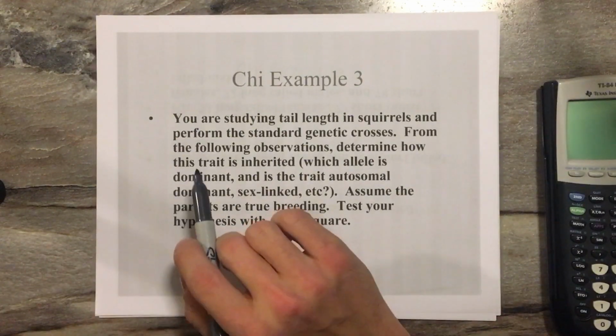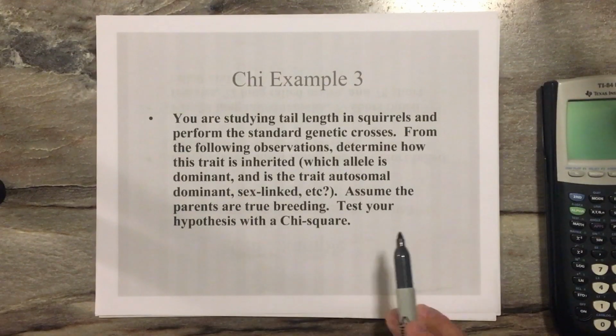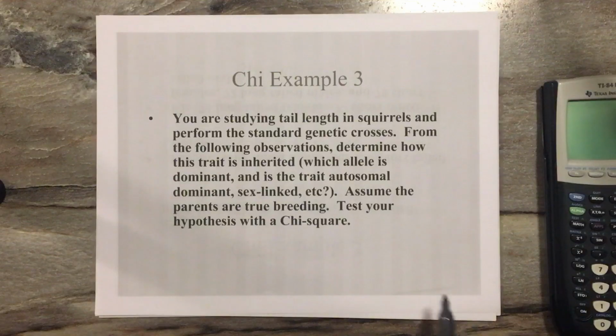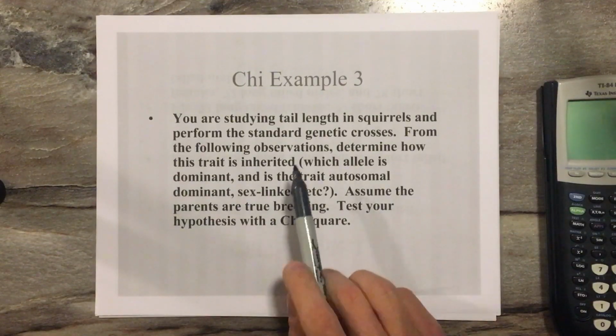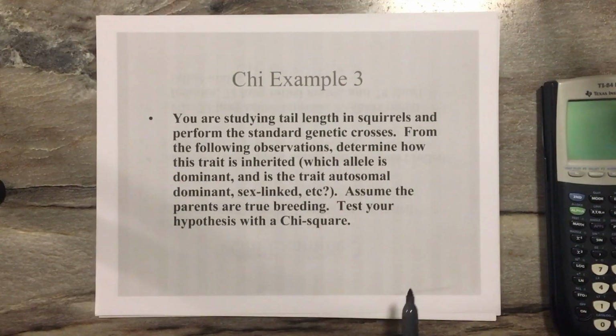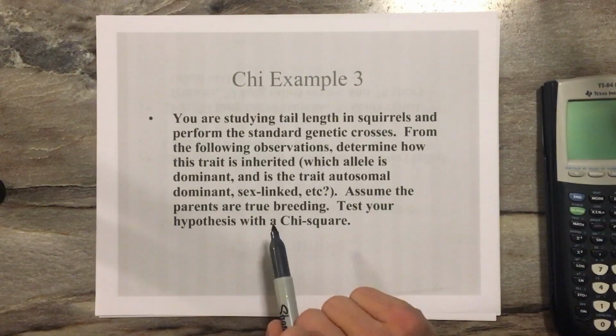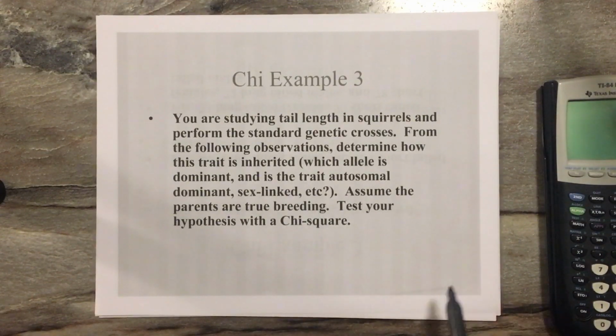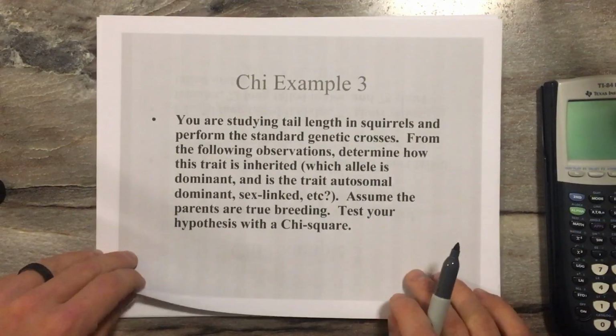So in this example, guys, and this is on my website, so you can just grab it off of there because I'm going to be flipping through the pages. So the data is all on my website, but you are studying tail length in squirrels and perform the standard genetic crosses. From the following observations, determine how this trait is inherited, which allele is dominant, and is the trait autosomal dominant, sex linked, etc. So the etc. would be codominance, incomplete dominance. Assume the parents are true breeding and test your hypothesis with a chi-square.